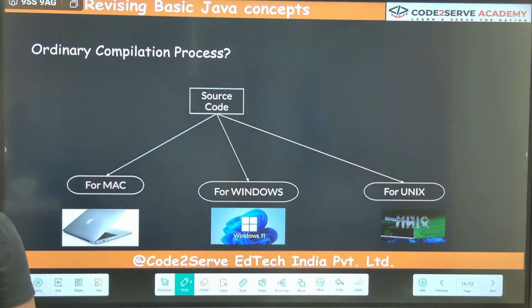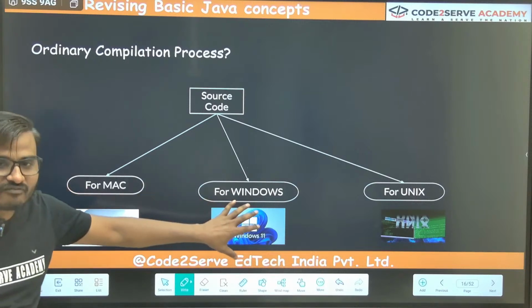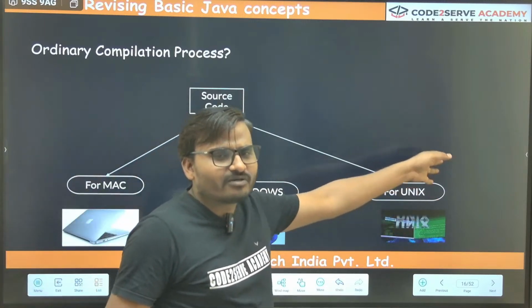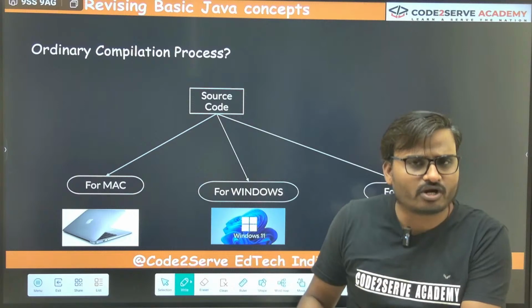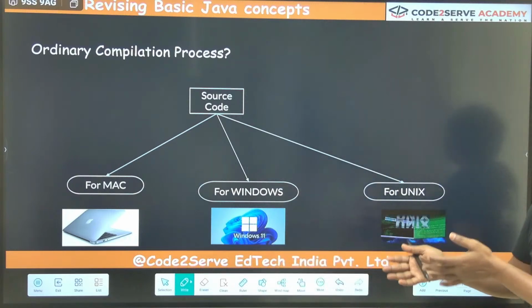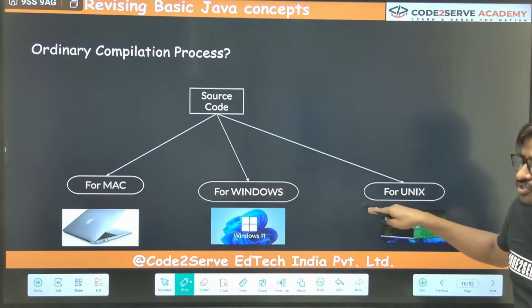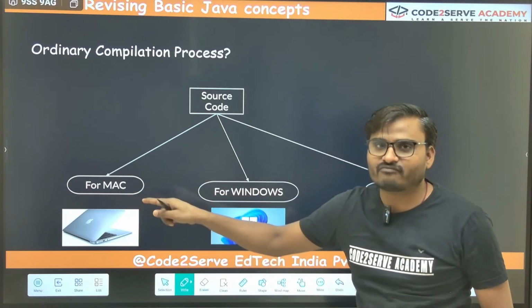So what is an ordinary compilation process? Suppose in the initial days, you want to develop some software for a MacBook. You want to develop some software for Windows. You want to develop something for Unix. You want to develop something for your mobile phone that runs on Android, or maybe for an iPhone that runs on iOS, right? So for all the different platforms, you have to write different lines of code.